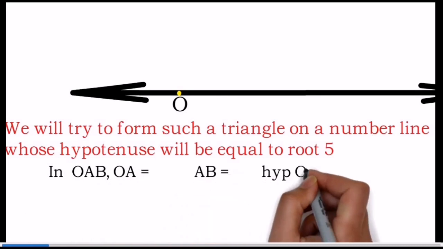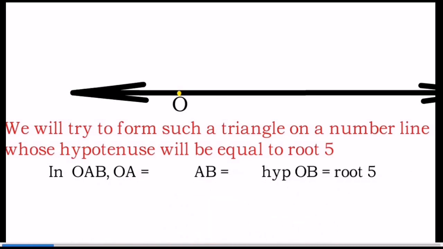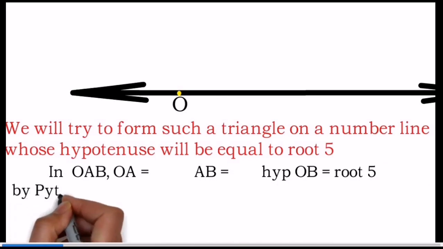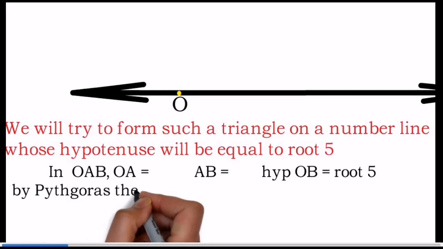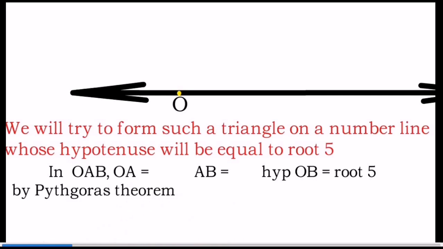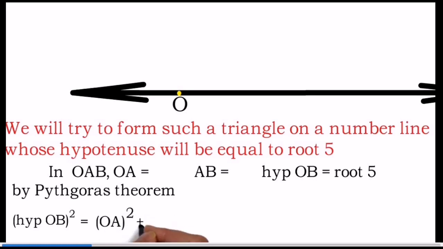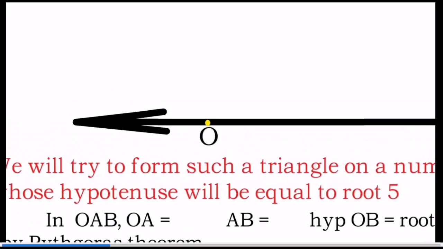Let's consider the triangle OAB on that number line, where hypotenuse OB is what we expect to find as root 5. Now by Pythagoras theorem we know that hypotenuse square is equal to side 1 square plus side 2 square. By utilizing this formula we can say that clearly over here OB square equals OA square plus AB square. Now to get the value root 5, very first, we have to utilize the perfect square number which is nearer to 5.